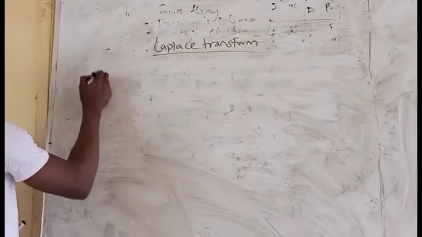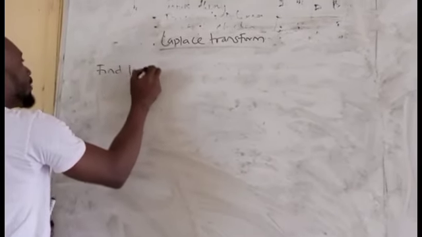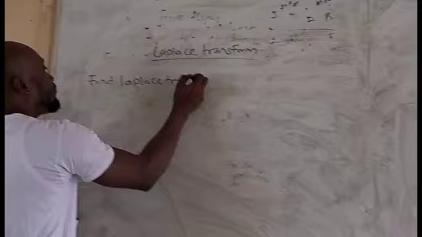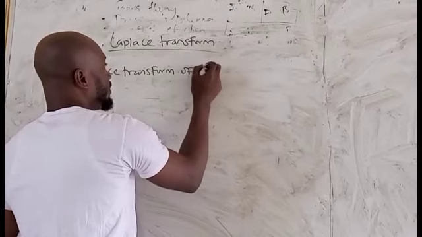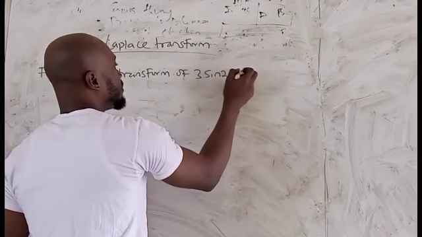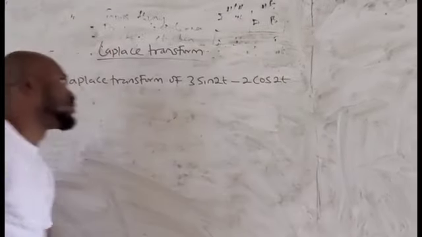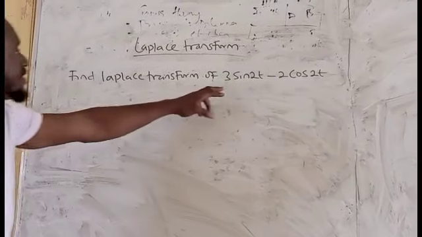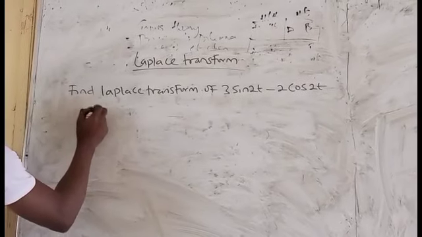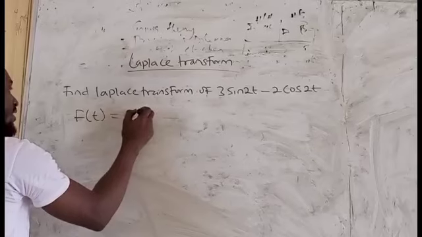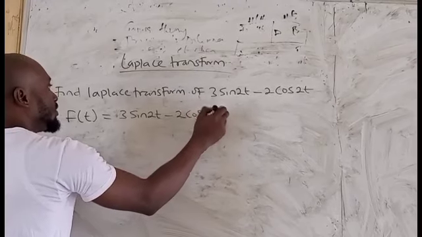So let's say, find the Laplace transform of 3 sine 2t minus 2 cos 2t. So they say find the Laplace transform of 3 sine 2t minus 2 cos 2t. So now we take our f of t. Let our f of t equal 3 sine 2t minus 2 cos 2t.